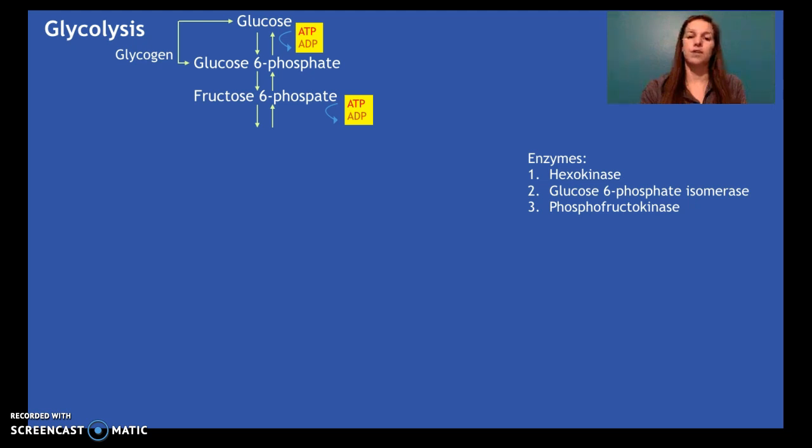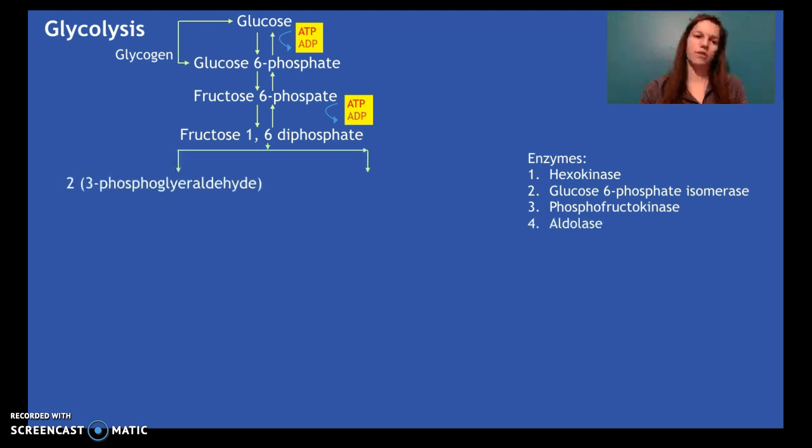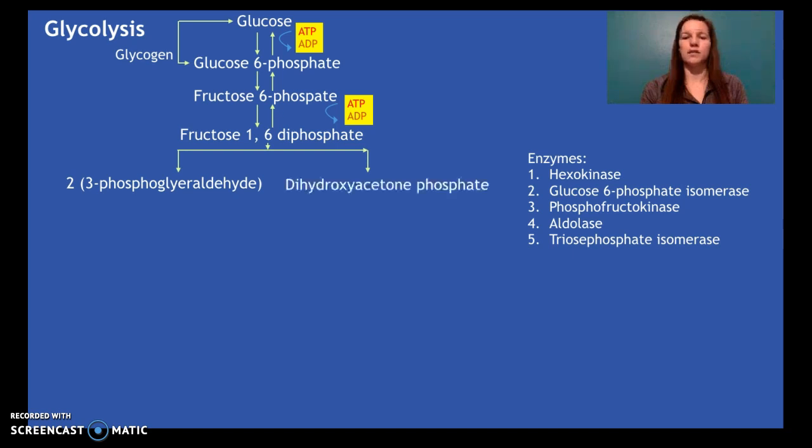And then phosphofructokinase gives us fructose 1,6-diphosphate. Our ATP and another ATP is converted to an ADP here. Aldolase will give us glyceraldehyde 3-phosphate. And then triosephosphate isomerase will give us dihydroxyacetone phosphate.